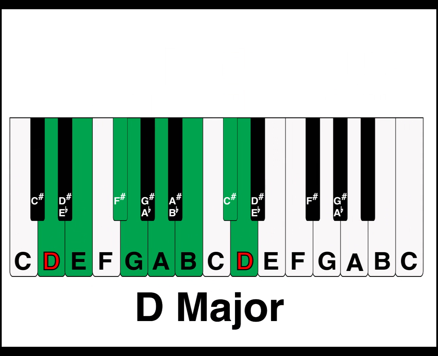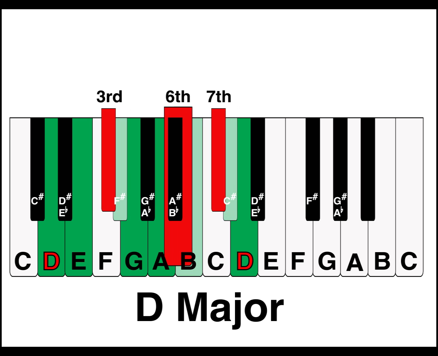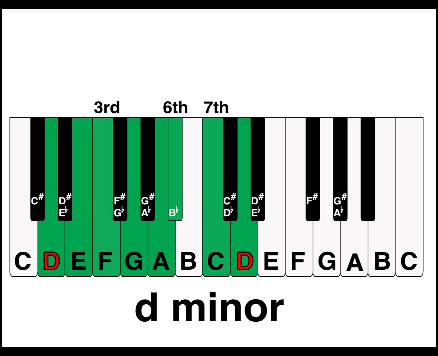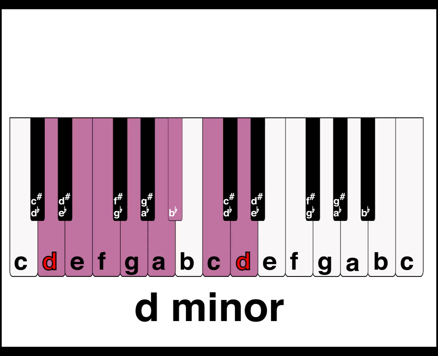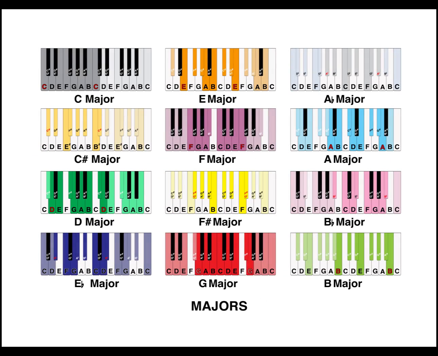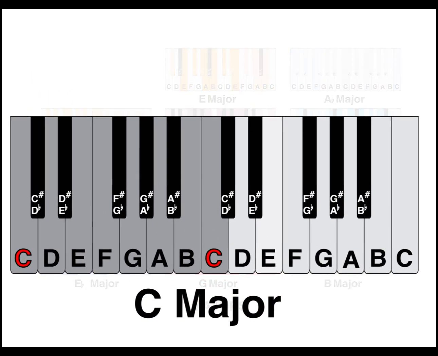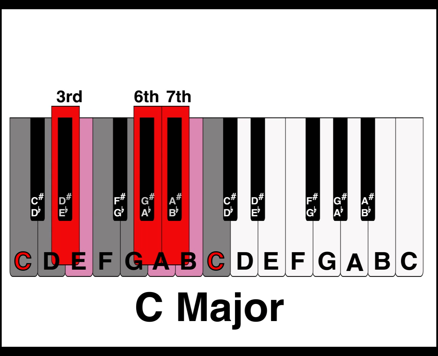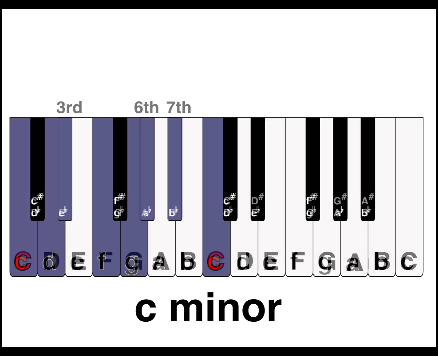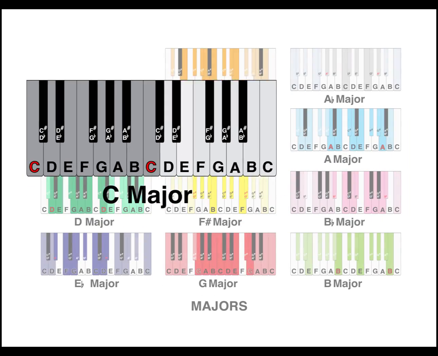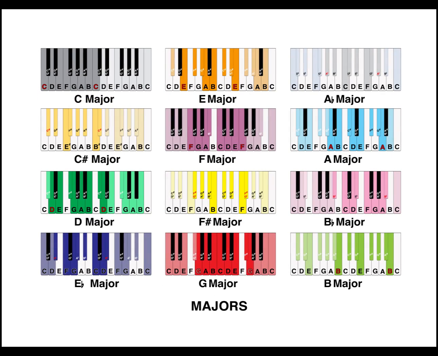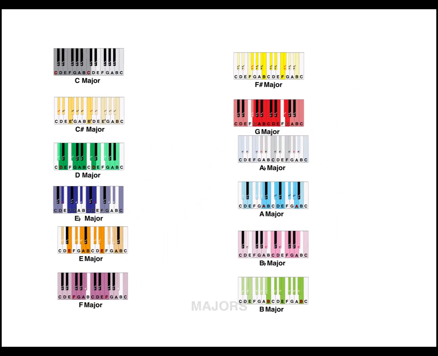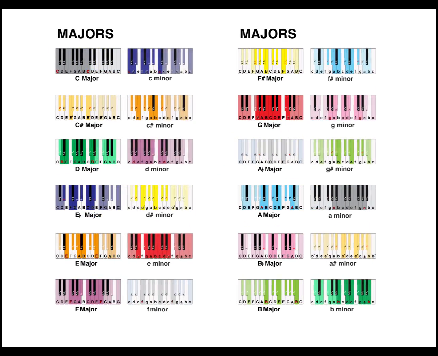For example, to go from D major to D minor, we take the 3rd, the 6th, and the 7th intervals and lower them by a half step. This is the case with all the major scales. With the C major scale, for example, if we take, again, the 3rd, the 6th, and the 7th intervals, lower them by a half step, we get the C minor scale. So again, every note on the piano or keyboard has both a major scale and a natural minor scale.